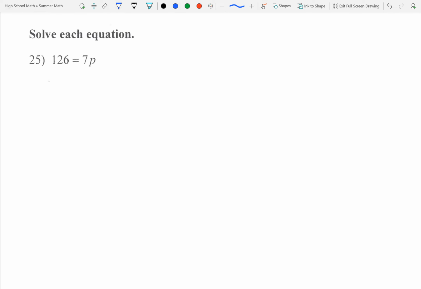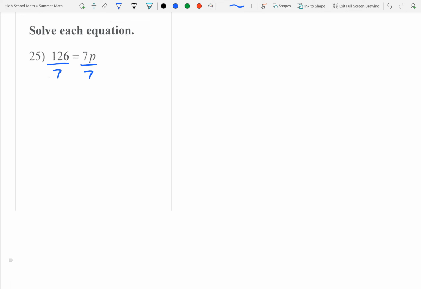Solve each equation. We want to find the value of the variable that makes the statement true. We have 126 equals 7 times p. The 7, the coefficient, is connected to p, the variable. Connected means multiply. We want to undo this multiplication. We undo with the inverse operation, that is division.